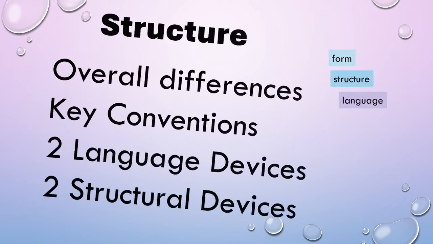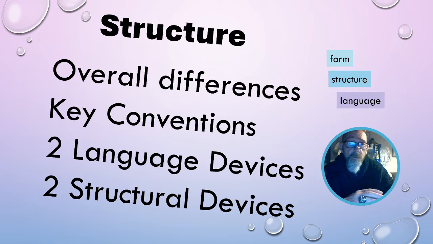So again, you guys have seen the videos. I've got a video about structure, about timing. One of the most important things I need you to remember is that in the comparative analysis, you're looking at form, structure, and language. In your structure, your first paragraph is going to be about the overall differences between the texts. Then you're going to discuss some of the key conventions, and then 2 language devices, 2 structural devices.